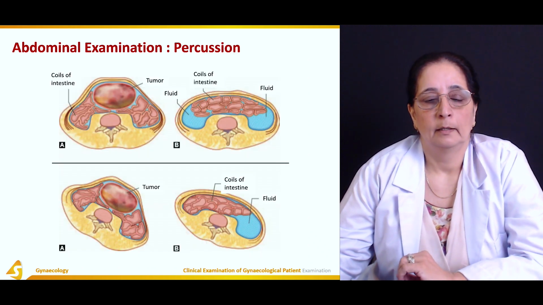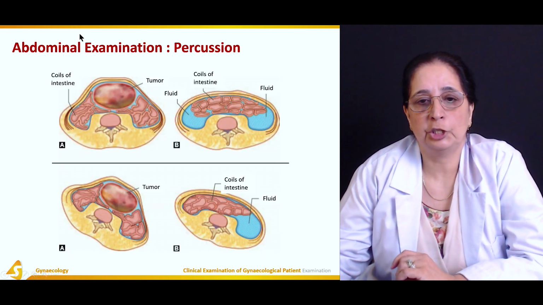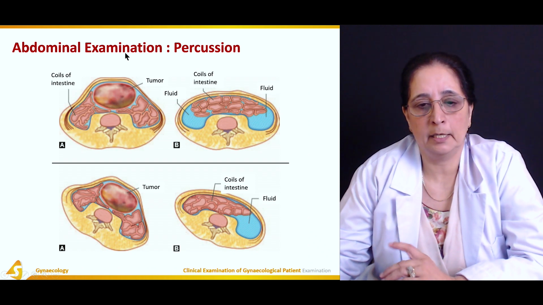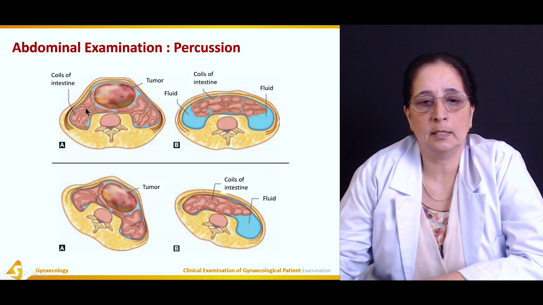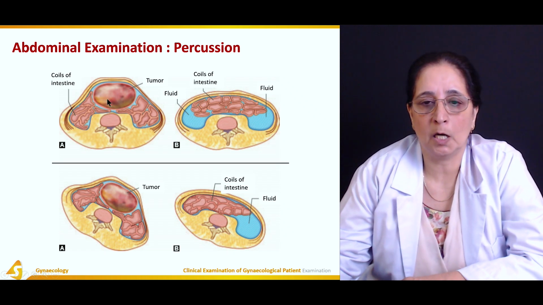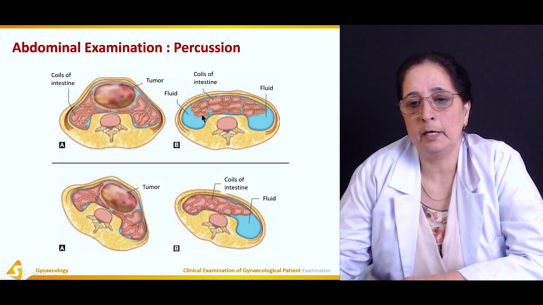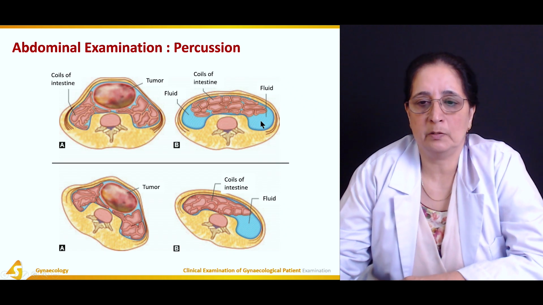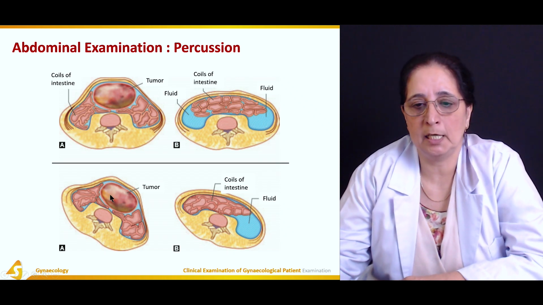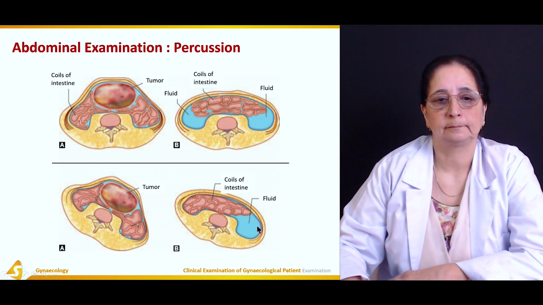Then again, these are all the things you can percuss. Coils of intestine usually have air, so they produce resonance. A tumor produces dull sounds. If there is fluid, it's a tympanic sound, or more like not resonant, a dull sound is produced. Again, tumor produces a dull sound, fluid produces a dull sound.